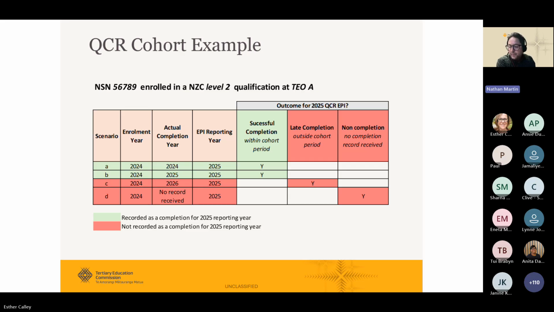In scenario C, if the learner completes in 2026, it is not included in the 2025 qualification completion rate, as the completion occurred outside the cohort period. In scenario D, no completion has been reported, so the learner is not counted as a completion for this reporting year.